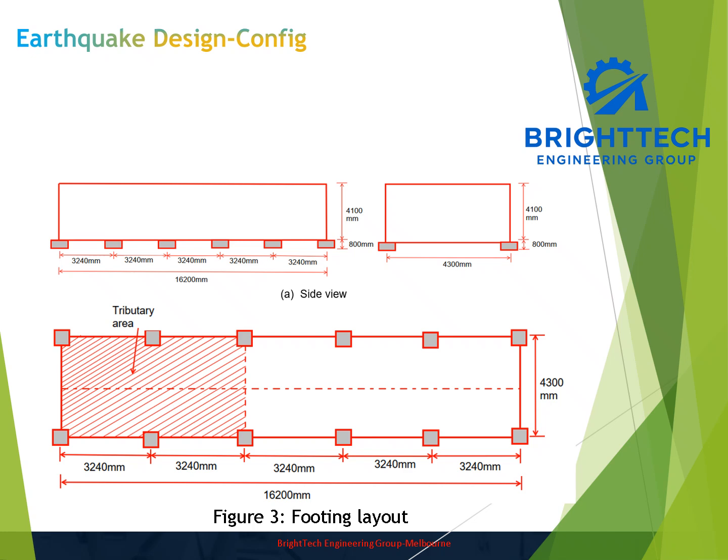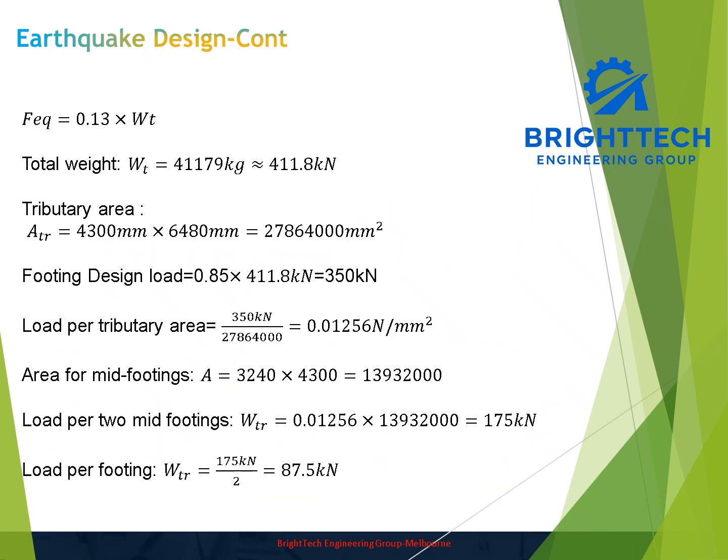Here is the tributary area. It means we have the loading. We consider the loading here, then distribute over these footings. So in order to calculate the force from the earthquake, we already learned that the base shear is 0.13 multiplied by the weight of the structure. The total weight of the structure is 411.8 kilonewton.